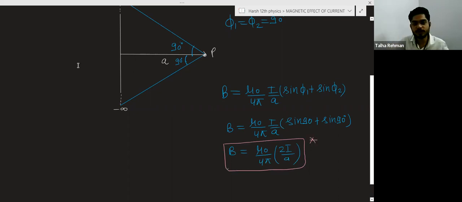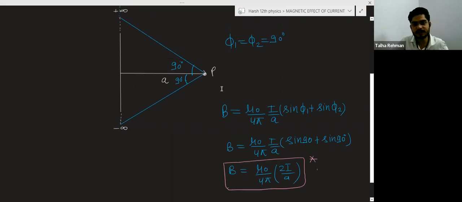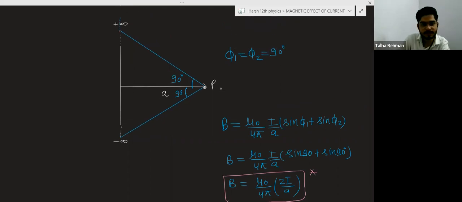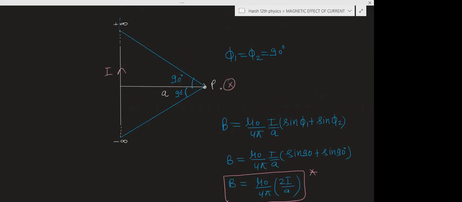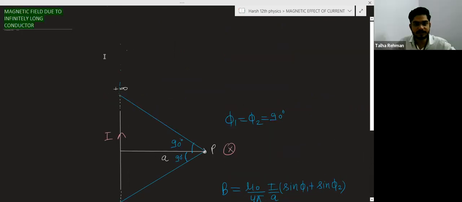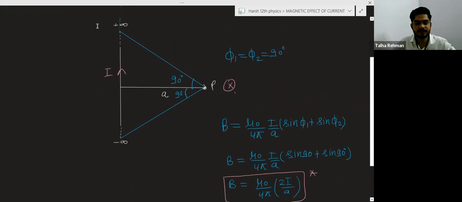For the direction part, you can use your right hand thumb rule. If the current is flowing here in this direction I, the direction will again be into the screen. The direction will be like this. So just please complete this case, and after that we will discuss the next case.